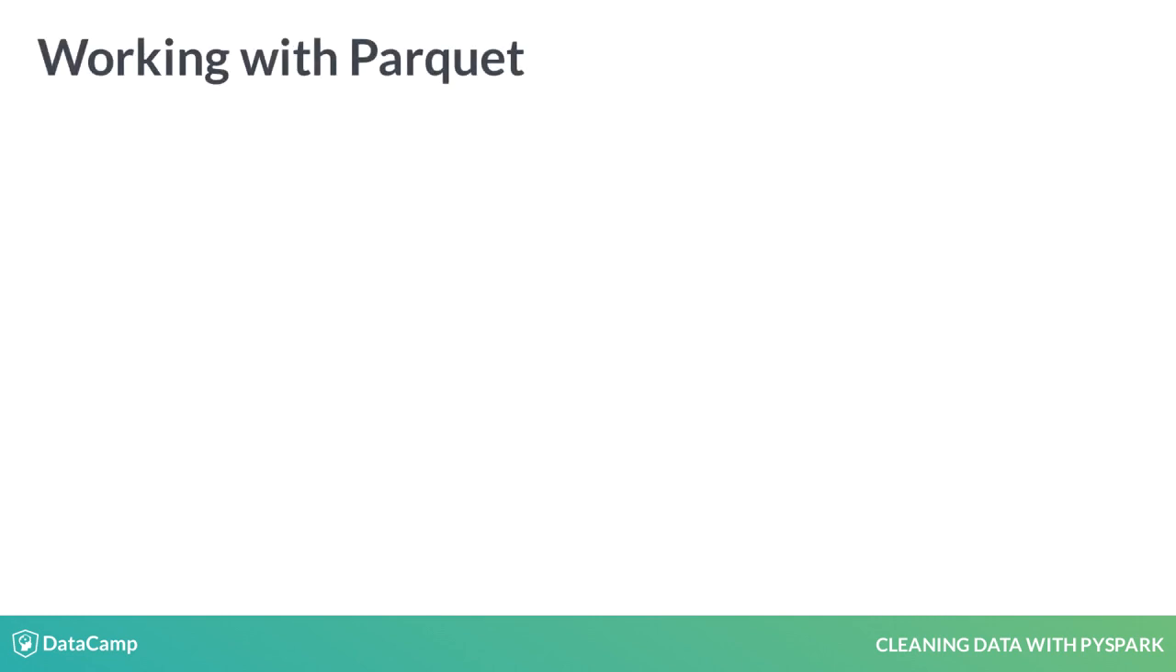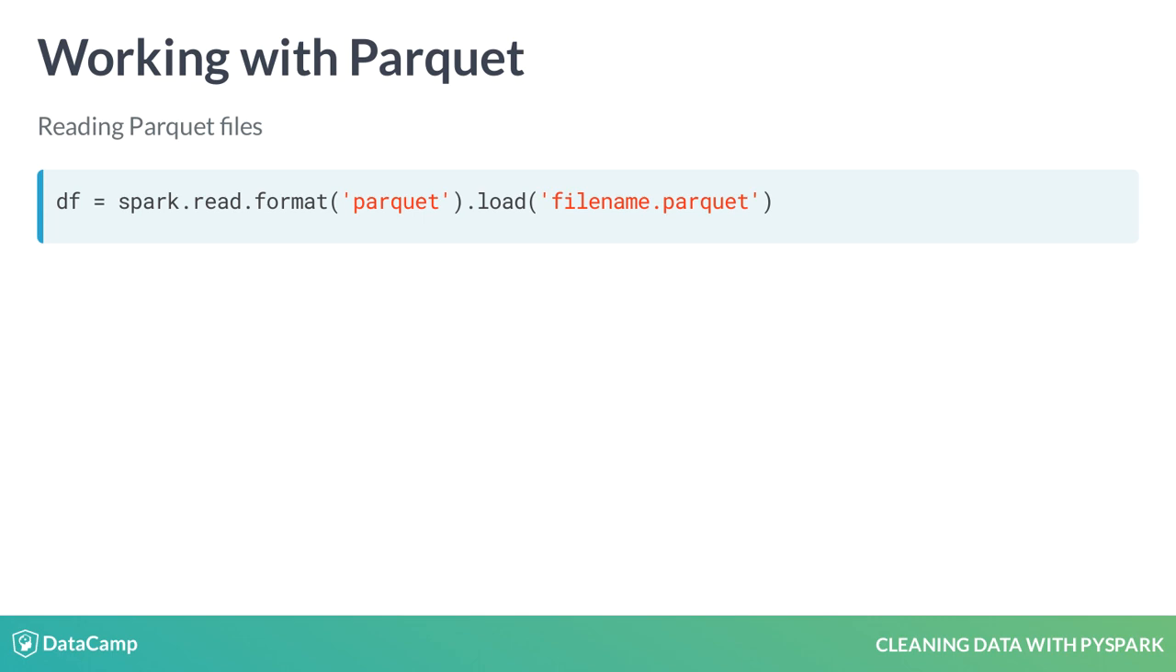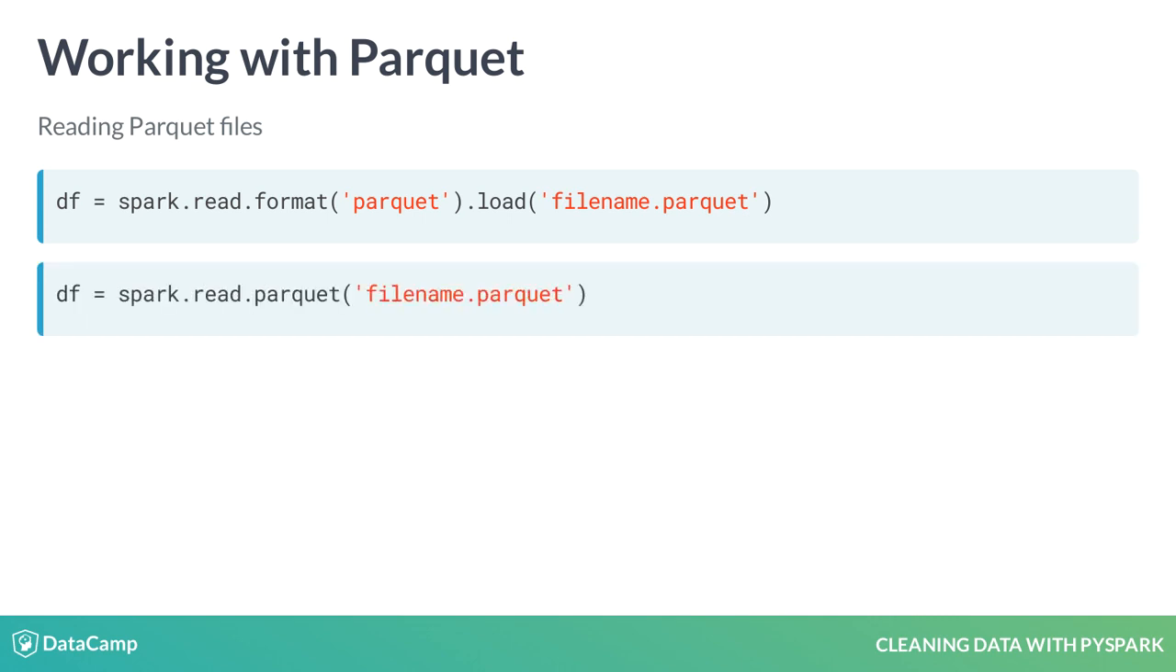Interacting with Parquet files is very straightforward. To read a Parquet file into a data frame, you have two options. The first is using the spark.read.format method we've seen previously. The data frame, df equals spark.read.format parquet.load filename.parquet. The second option is the shortcut version. The data frame, df equals spark.read.parquet filename.parquet. Typically, the shortcut version is the easiest to use, but you can use them interchangeably.